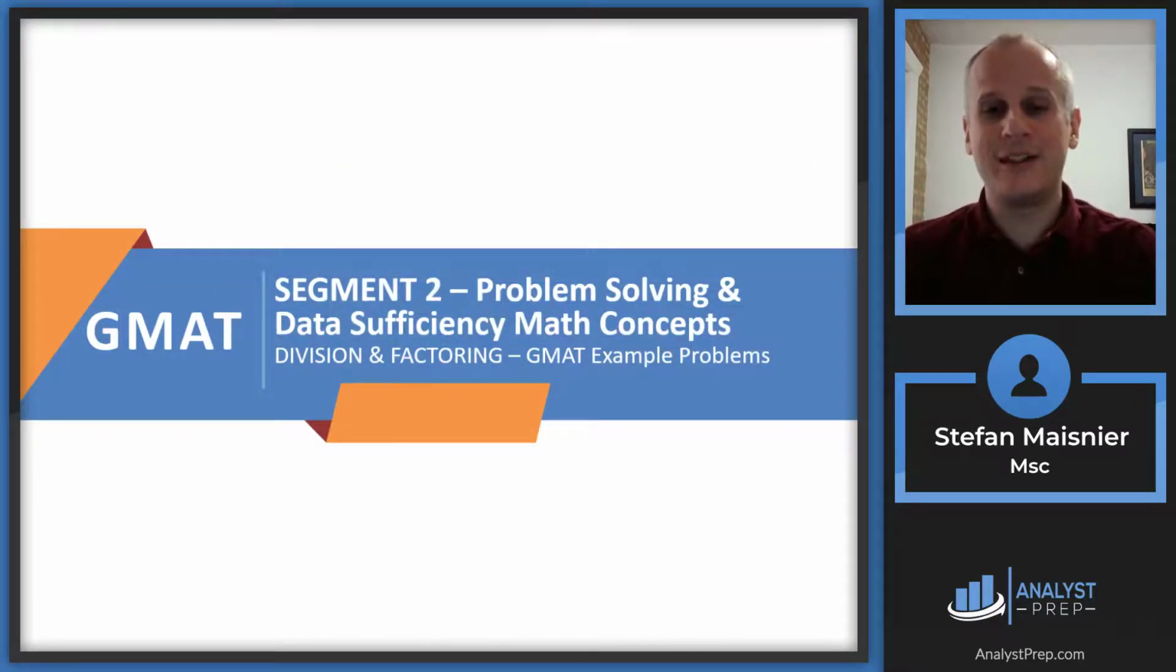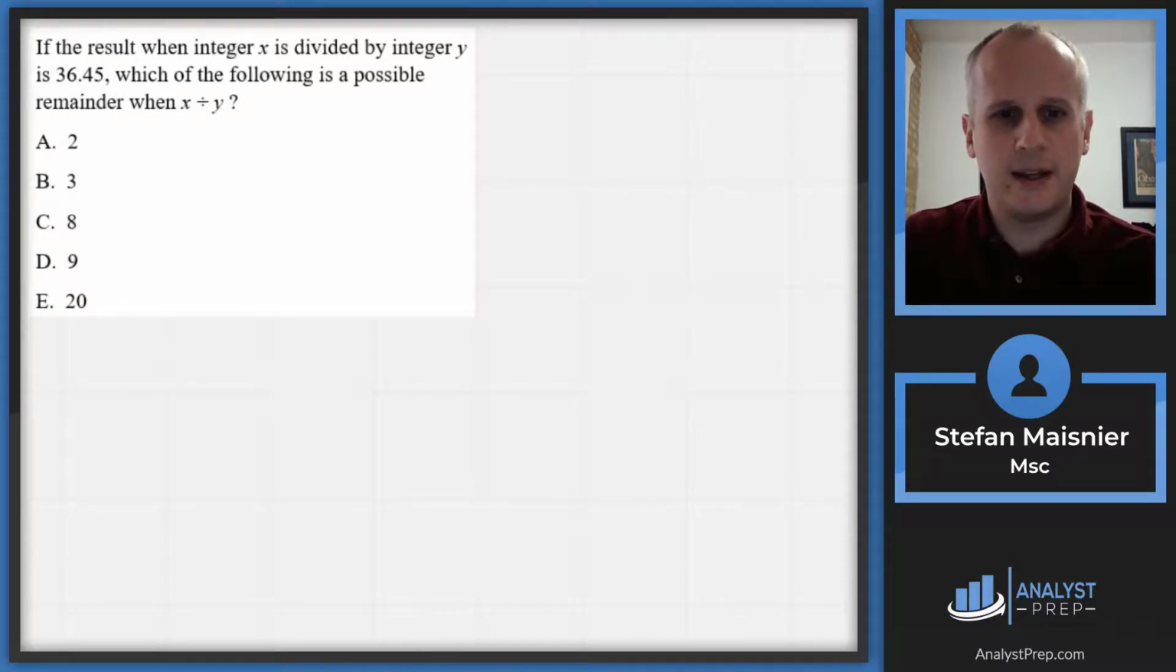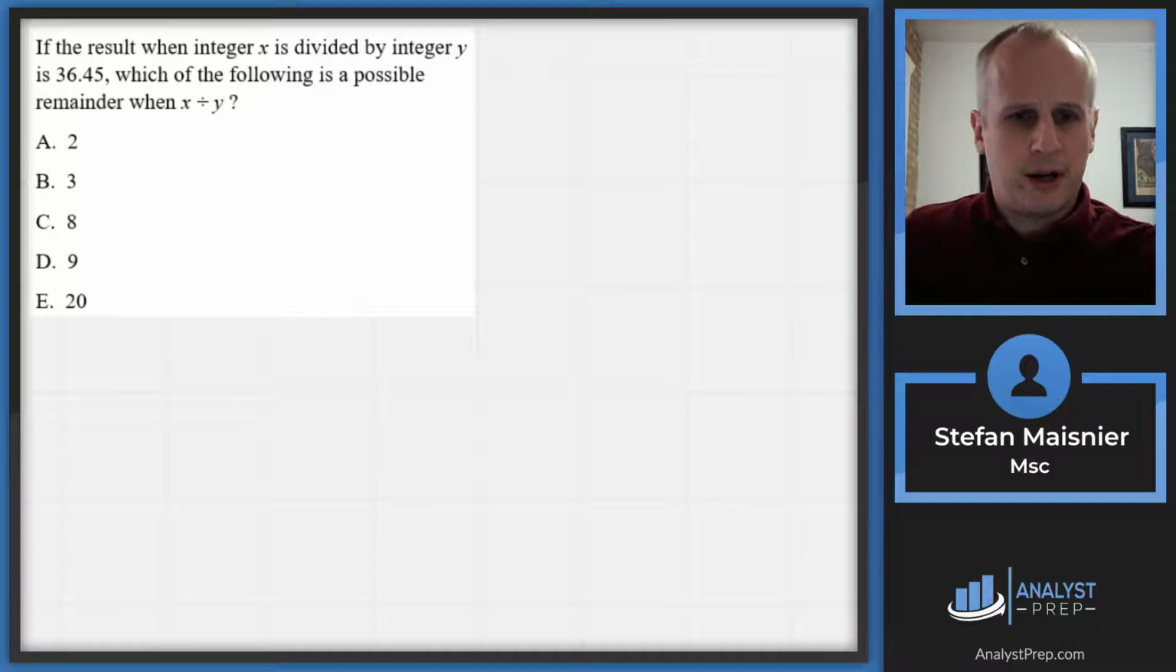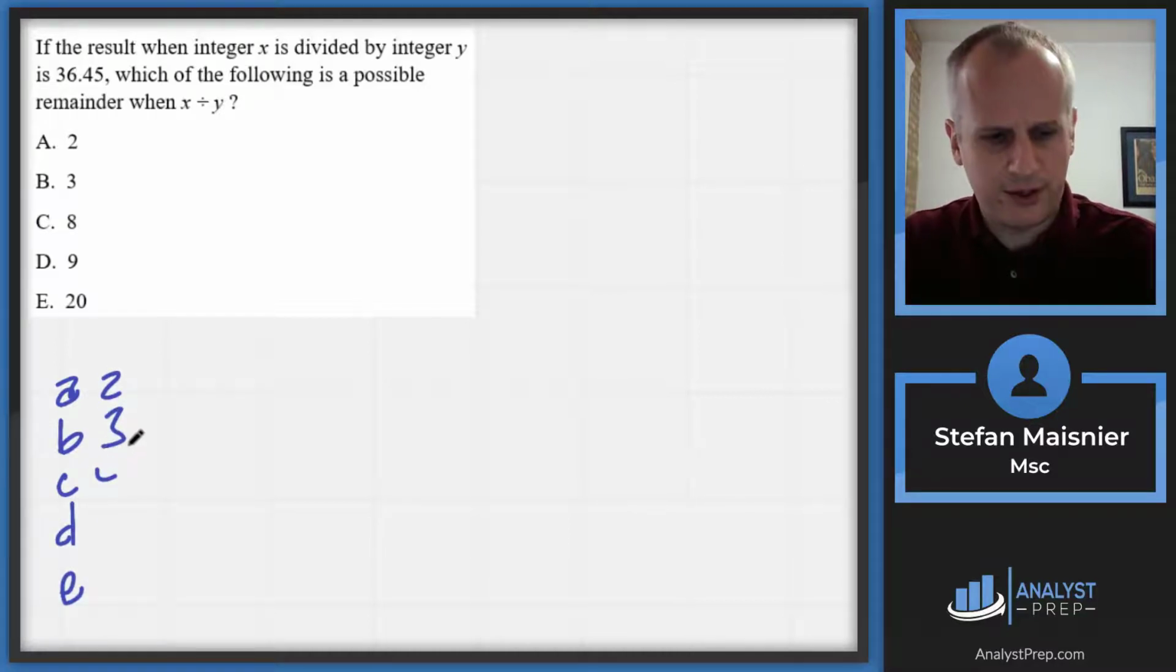So, let's take a look at a problem-solving and data sufficiency example involving some of these concepts around division and factoring. Okay, so let's consider a simple problem-solving question involving some of these concepts around remainders. So, as always, we're going to set up the scratch first. So we got A, B, C, D, E. We've got our answer choices as simple numbers, so we'll just write those out, potentially for process of elimination or back solving if we were to determine that those options were viable.